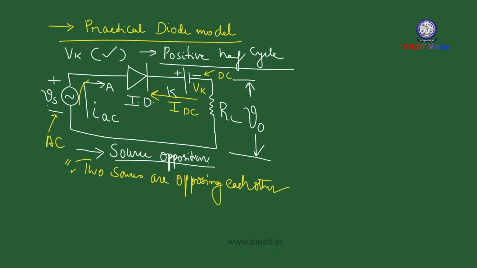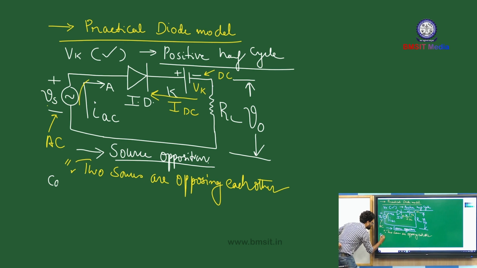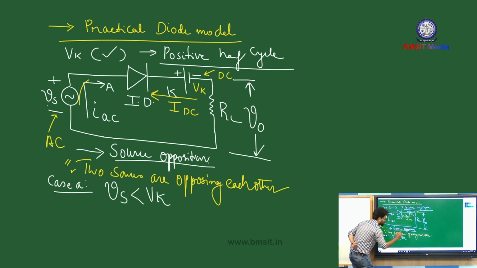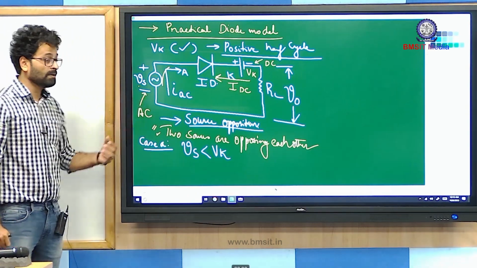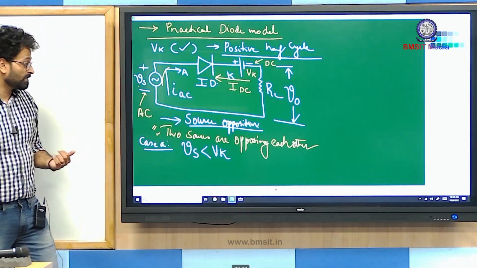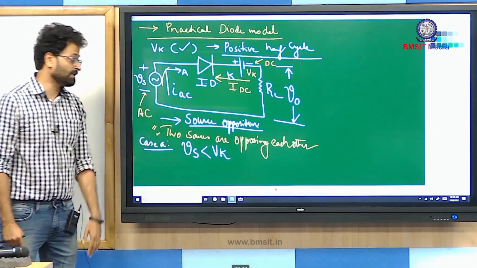So your Vs is a continuous source, hence you have to break down your positive half cycle analysis into two parts. The first part, let us call it case A. In the first case, what we can consider is, what if the source voltage is less than Vk? That means there can be a time instant in which the source voltage is less than Vk, right?